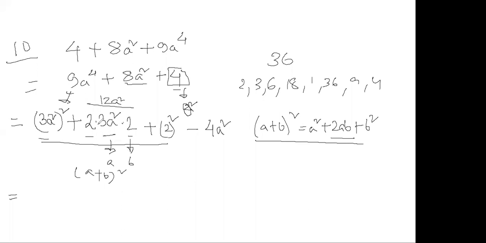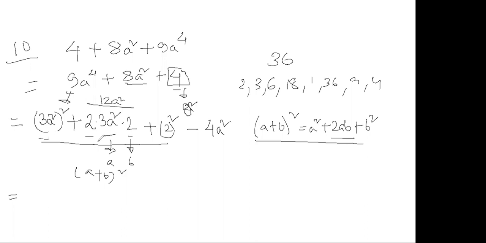Why 4a square? Because here we already had 12a square. Once I put according to the formula, here I had 12a square. But in the second line, you see it's 8a square. So in order to get 8a square, what do I need to do? I need to subtract 4a square, like 12 minus 4 is 8a square, right? So for this reason, I have written minus 4a square.